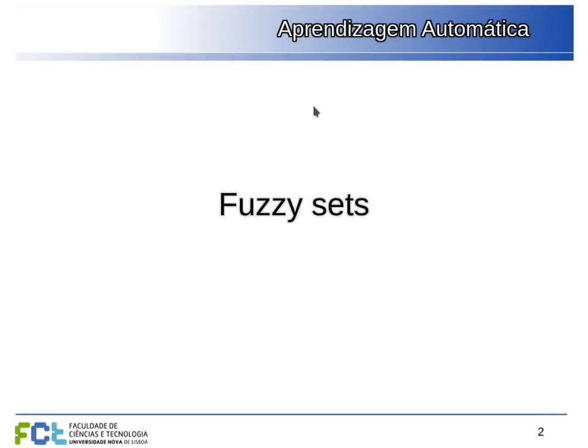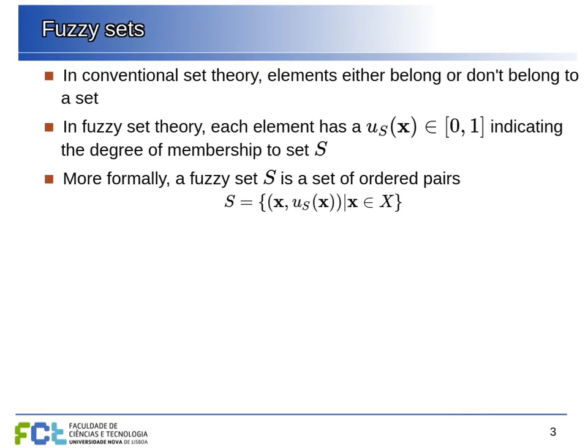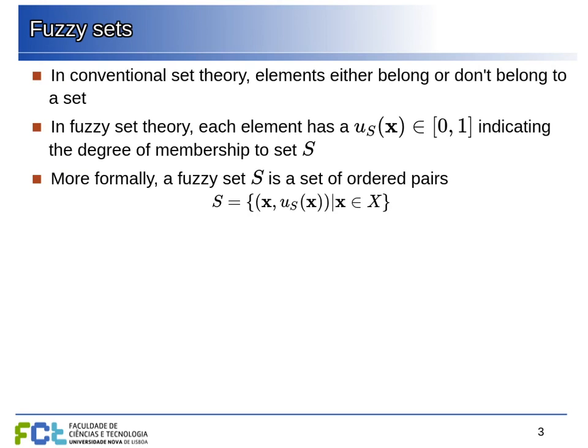So let's start with the idea of fuzzy sets. In conventional set theory, we have a crisp notion of membership. It's a binary notion. An element belongs to a set or it does not belong to a set, but there is no intermediate case. In fuzzy set theory, we associate the membership of the element to a set with a continuous value between 0 and 1 that indicates how much that element belongs to the set.